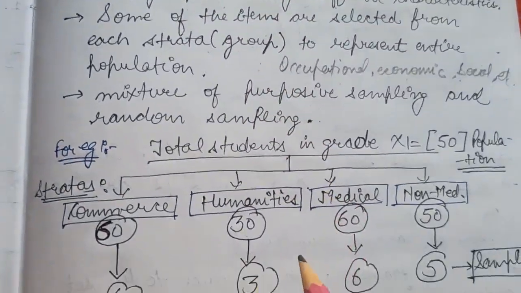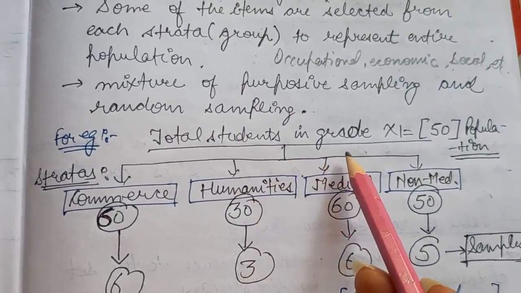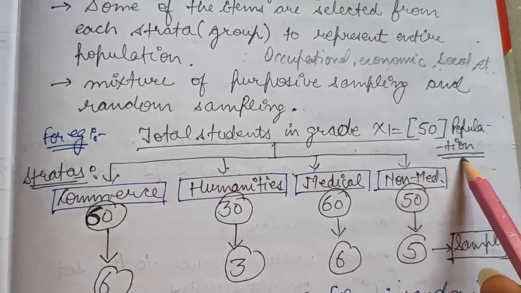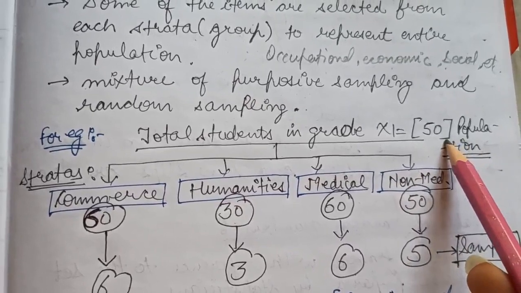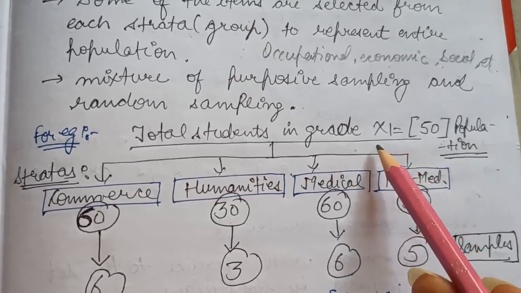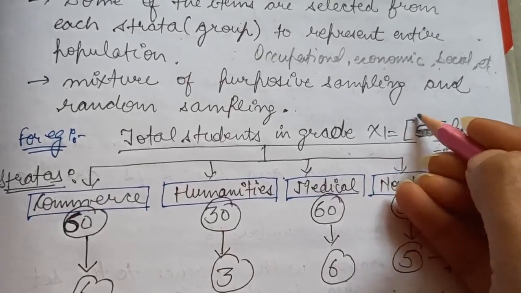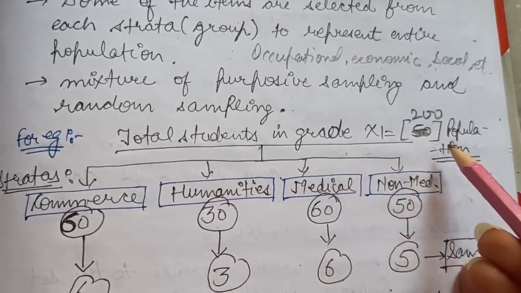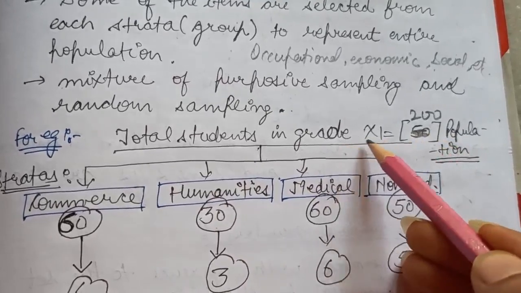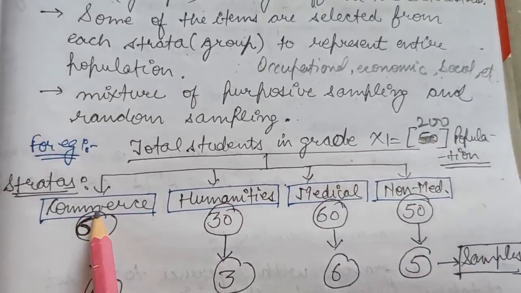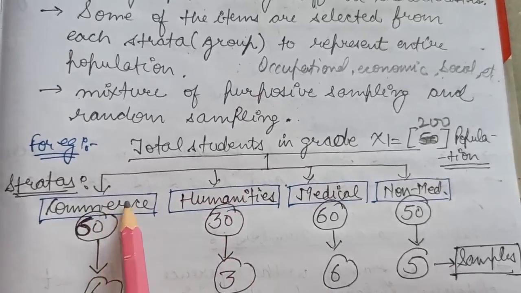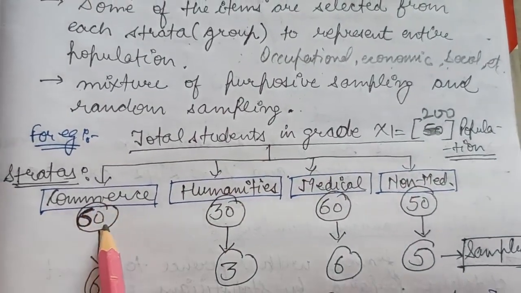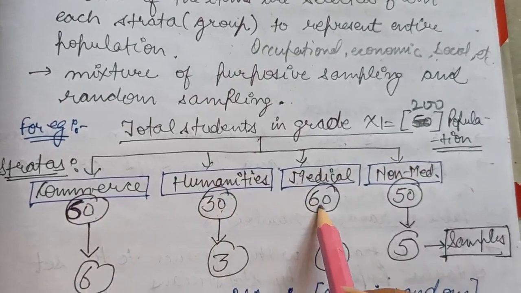Now here we will take an example. Suppose we take the total students in grade 11 as the population, because I have to base my study on this population. The population, that is the total students in grade 11, is 200. From these grade 11 students I will make strata or groups based on their streams, that is commerce, humanities, medical and non-medical. In commerce there are 60 students, in humanities 30, medical 60 and non-medical 50.